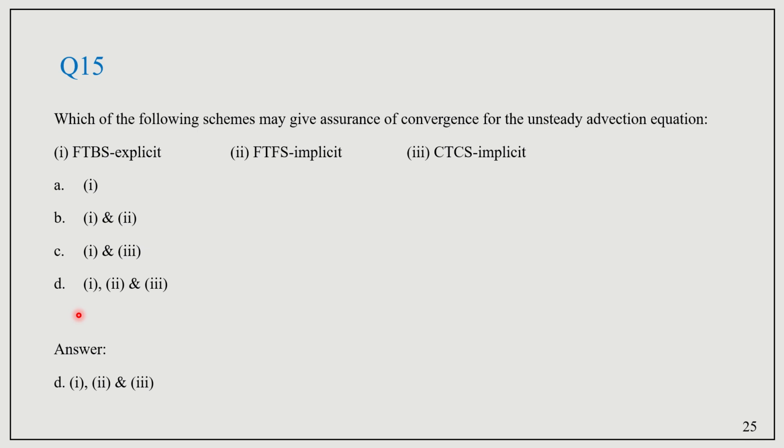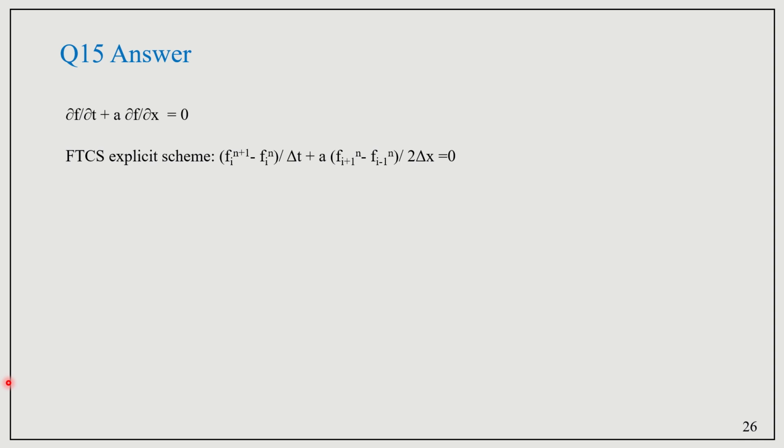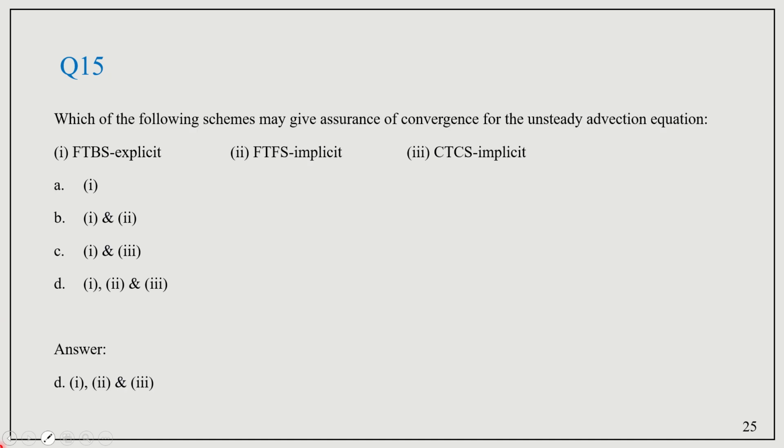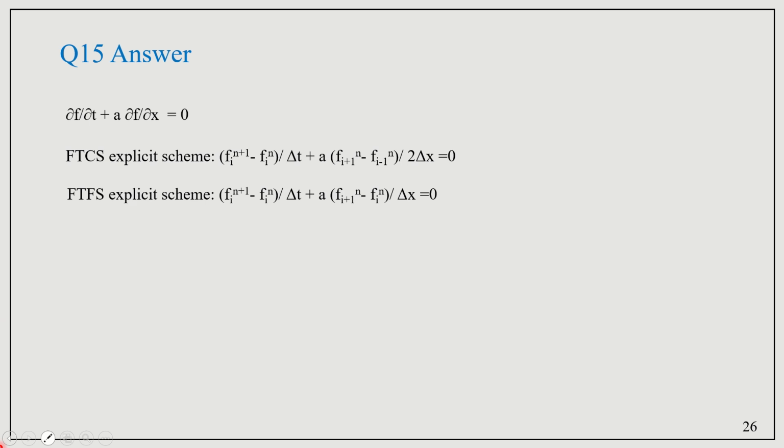Now we will quickly see how equations are discretized for these schemes. First is the unsteady advection equation, dou f by dou t plus a into dou f by dou x equal to 0, and we have this in this slide. I am just listing out different schemes and how the equations will look. So the FTCS explicit scheme is forward time and central space. This is not given in the options, so don't confuse yourself.